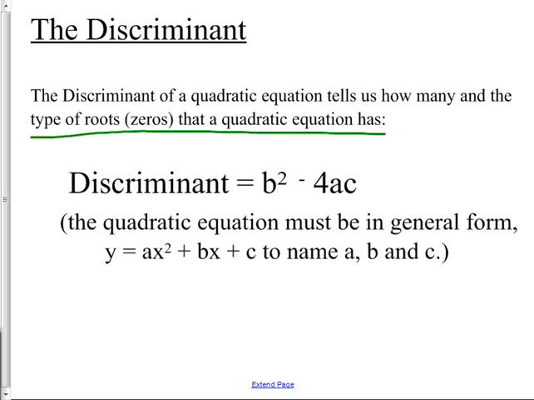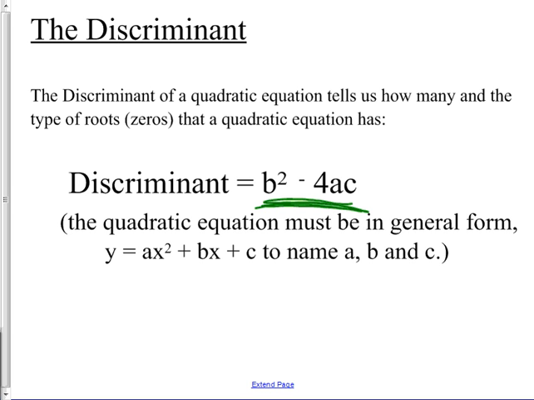Notice the discriminant does not have a square root on it. It is just the b squared minus 4ac. The most common mistake I'd say I have is kids thinking that they take this and then they have to square root it. Nope. The discriminant is just this part.